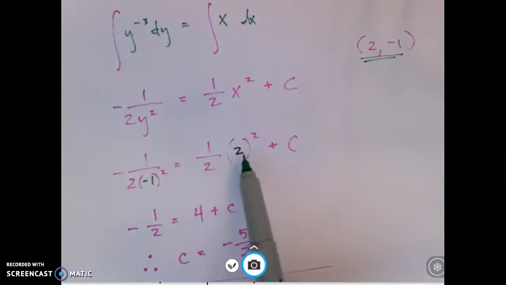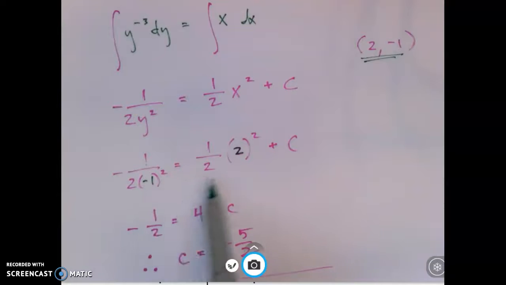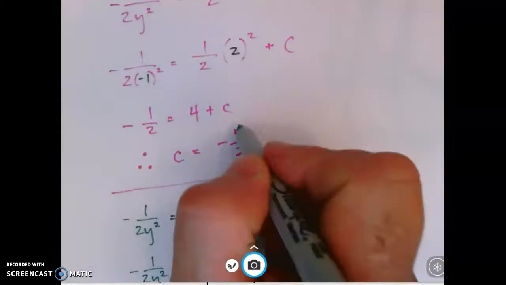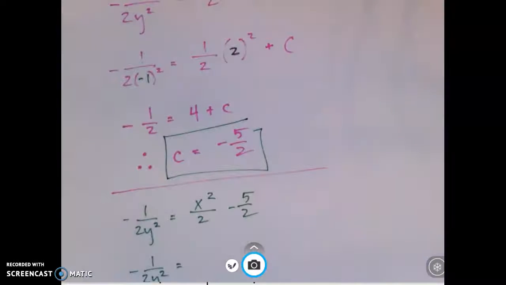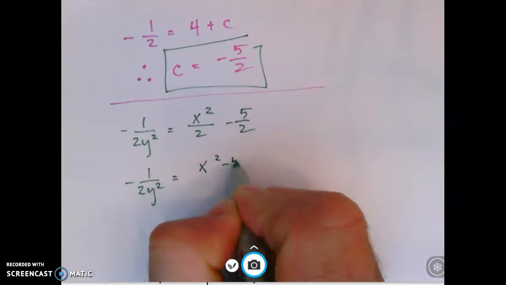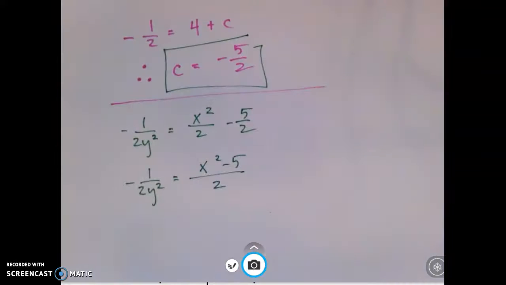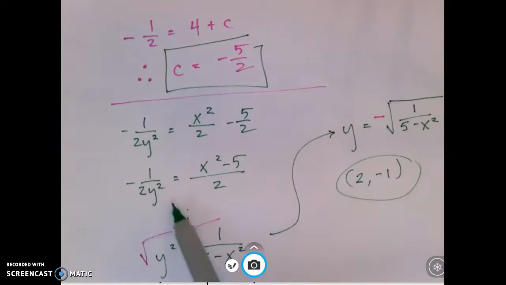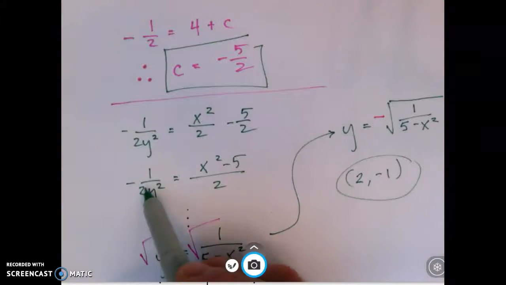Now I want to evaluate it at our given xy coordinate point. So I take my 2, plug it in for x, take my negative 1, plug it in for y, a little bit of basic algebra, and I find out that our c is negative 5 halves. Now I rewrite the entire solved function with negative 5 halves instead of c. My first step is to combine these two terms. Then multiply both sides by 2, so these go away.